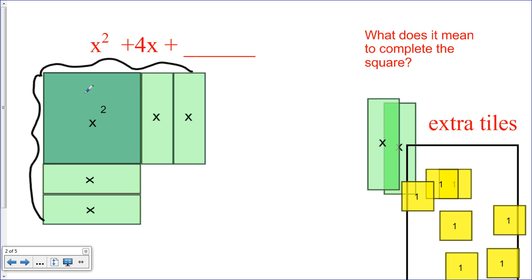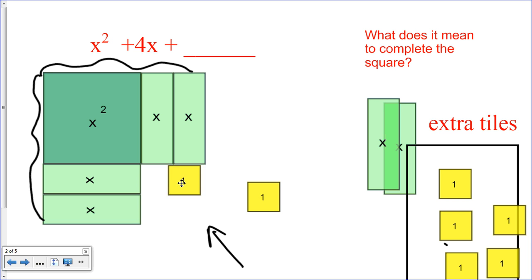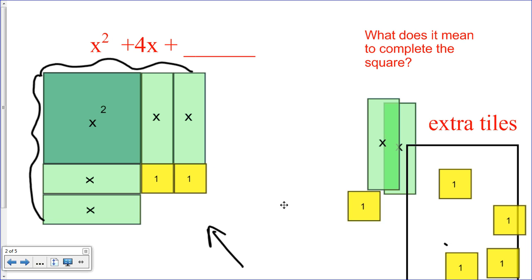Because both of those sides look equal to me. Okay, so now what do I need to do in order to complete my square? If I'm going to complete my square, I need to figure out how many of these little 1 tiles I can bring over and fill them in. Well, I need 4 to complete my square.